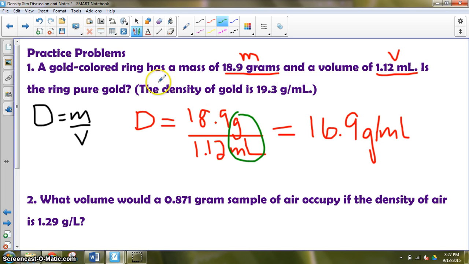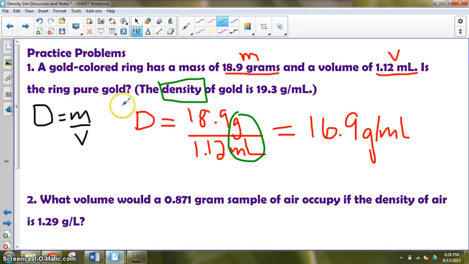Now in this case, density is what we were solving for, so I'm going to put a box around that. I would like you to make sure that you are annotating each practice problem that you do in this way. This will be very consistent throughout the year. So given values, underline and label, box what you're solving for.